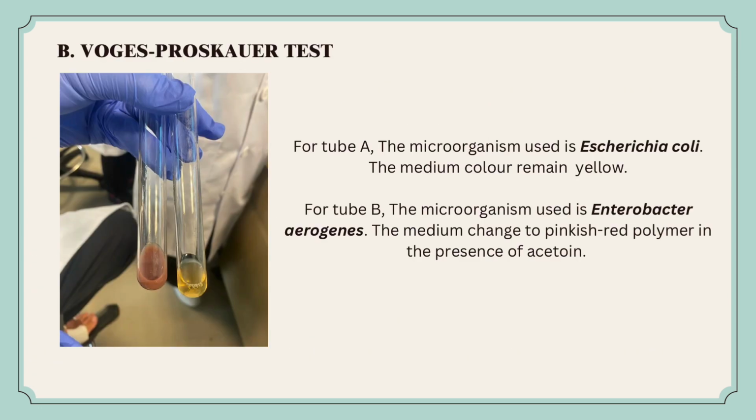For Part B, Voges-Proskauer test, for tube A, the microorganism used is E. coli. The medium color remained yellow. For tube B, the microorganism used is Enterobacter aerogenes. The medium changed to pinkish red in the presence of acetoin.